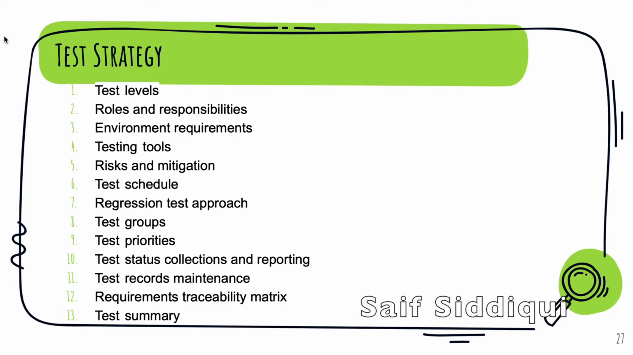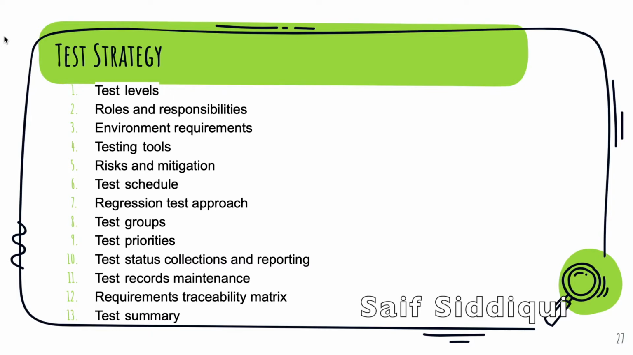Then test priorities. Depending upon the functionalities and the business requirement that we are getting, we need to define the test priorities. The test cases which have higher priorities, we are going to test them first. Then at the end we are going to report the status collections and number of bugs reported, and apart from that how many test cases have passed and failure reports. We are going to define all those things, maybe in an Excel sheet or any test management tool.